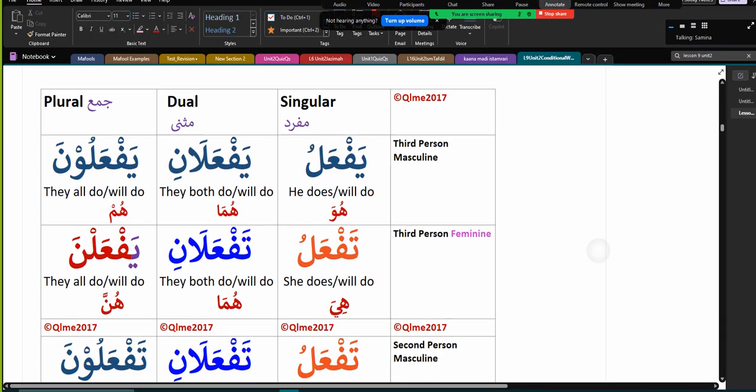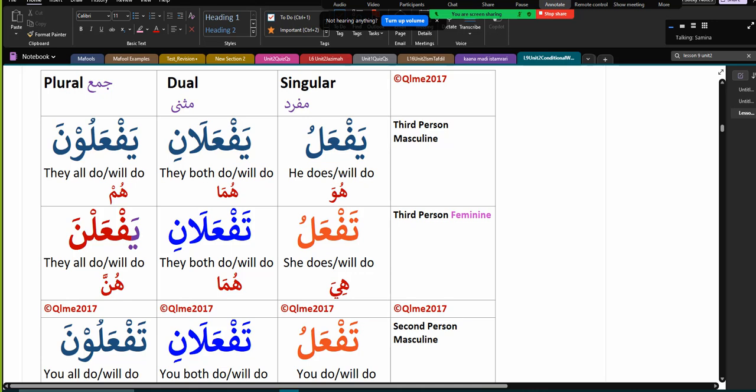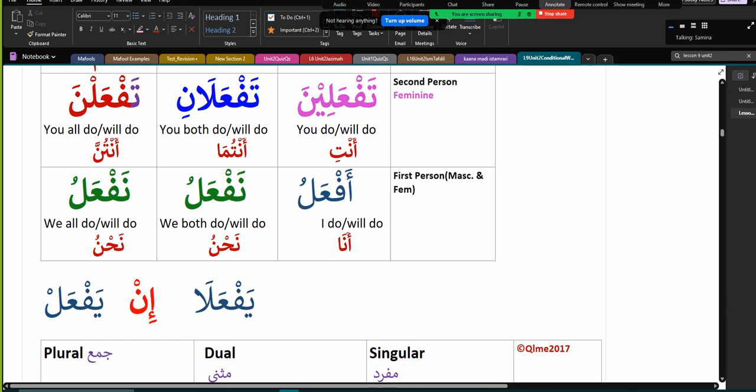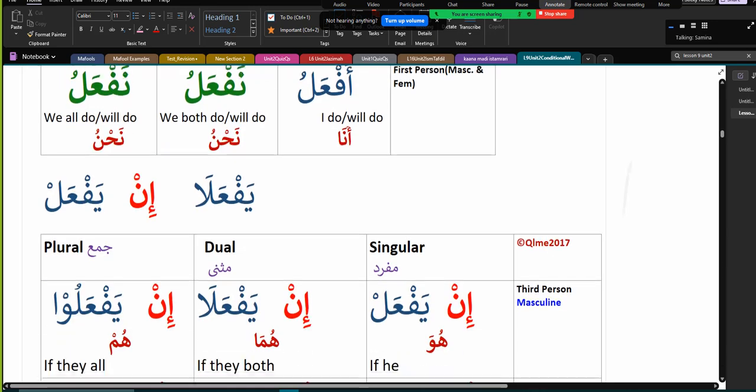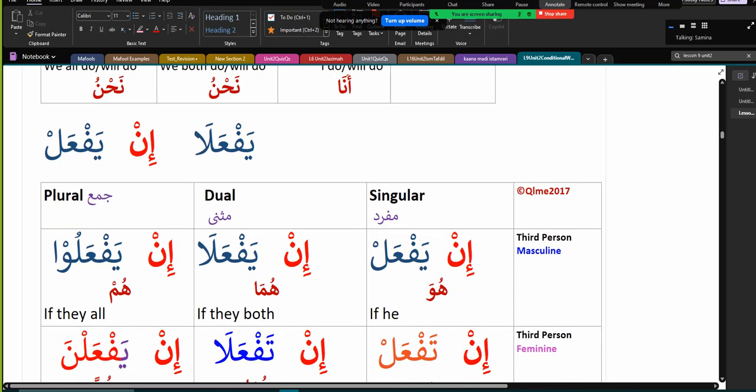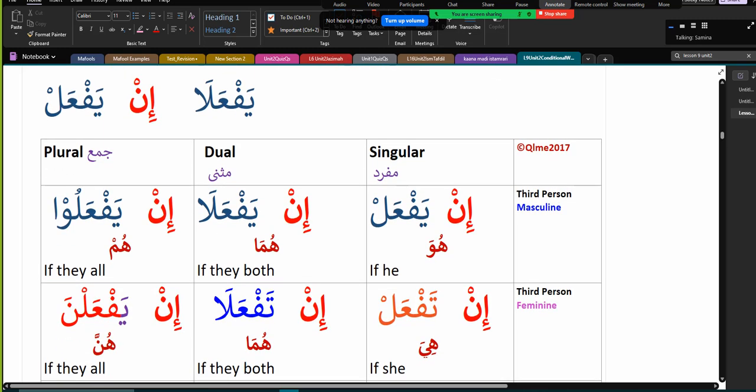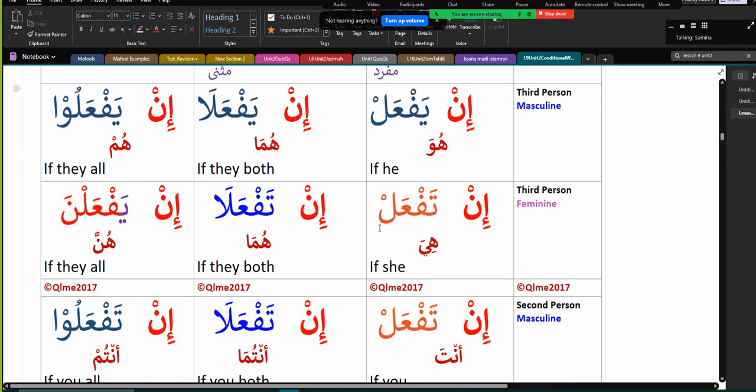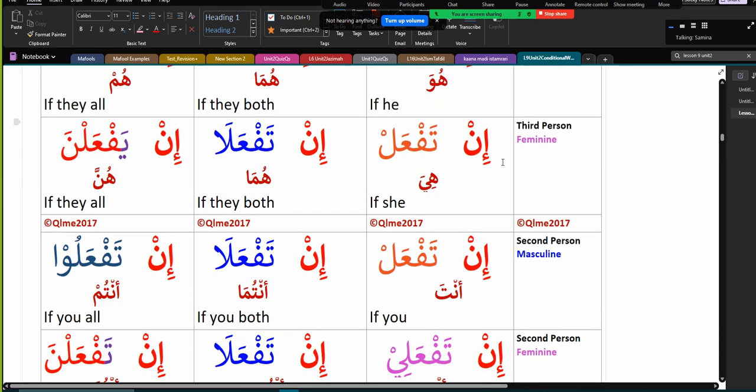So this is the normal mudari chart, like yaf'alu, yaf'alani, yaf'aluna, all the way to the first person, af'alu and naf'alu. So if you have the jazim conditional article, okay, what will it do to the mudari? It makes it majzoom. So it becomes in yaf'al, in yaf'ala, in yaf'alu. The noon drops for dual and plural, and for the third person masculine singular, it becomes majzoom. Instead of yaf'alu, it becomes yaf'al. In taf'al, in taf'ala, in yaf'alna.